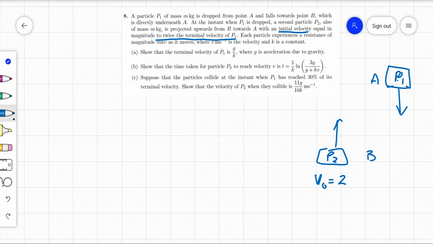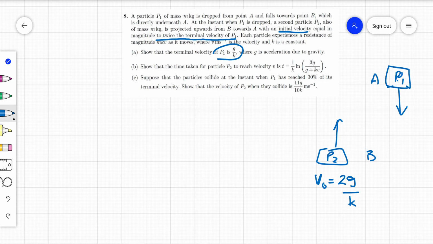Now I can see that the terminal velocity is going to be g on k, so I'm going to write two lots of g on k there, just to have it ready. But I have to show that first. Each particle experiences a resistance of mkv as it moves.